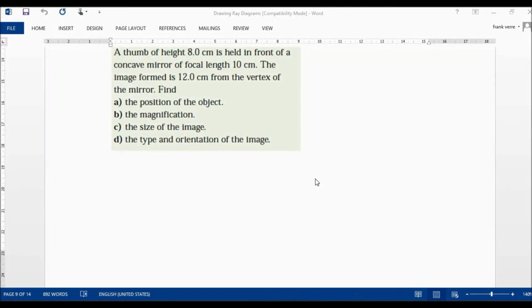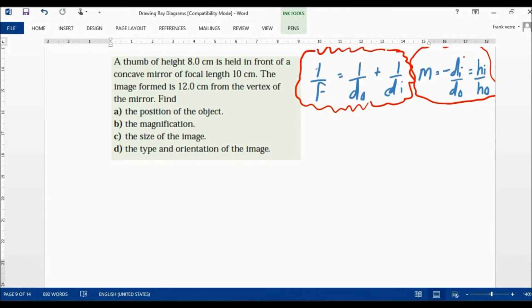For some lens equations, first off, we're going to start with a concave mirror. Okay, so here are two equations that we're going to use, and the first one is with regards to the focal length. This is 1 over f is equal to 1 over do, which is the object distance, plus 1 over di, which is the image distance.